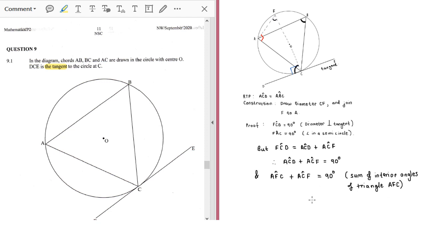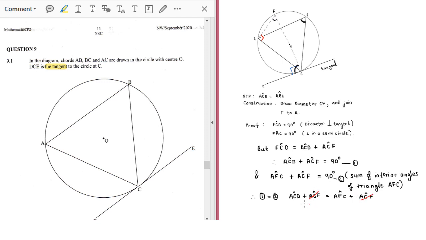Okay, so what do we have right now? We've got two equations that are equal to 90 degrees. If you call this equation 1 and this equation 2, we know that 90 degrees is equal to 90 degrees. So therefore, equation 1 has to equal equation 2. This means that angle ACD plus angle ACF is equal to angle AFC plus angle ACF. Now you can see that you have the angle ACF on both sides of your equal sign, so those will cancel out.